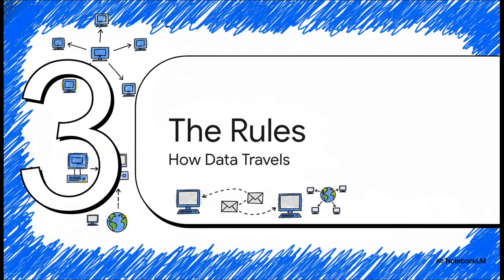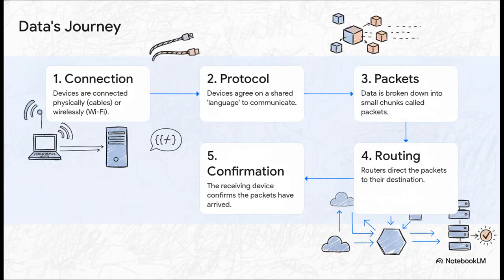So we've got the blueprint, the map of the network. But how does your information actually get from point A to point B? Let's follow the journey. Believe it or not, every single time you send an email or load a web page, this lightning-fast five-step dance happens. First, a connection is made. Then, the devices agree on the rules, the language they're going to speak. Your data gets broken down into these little chunks. Then, routers direct those chunks to where they need to go. And finally, the destination confirms they've arrived safely. It sounds like a lot, but it happens in milliseconds. It's like perfectly organized chaos.